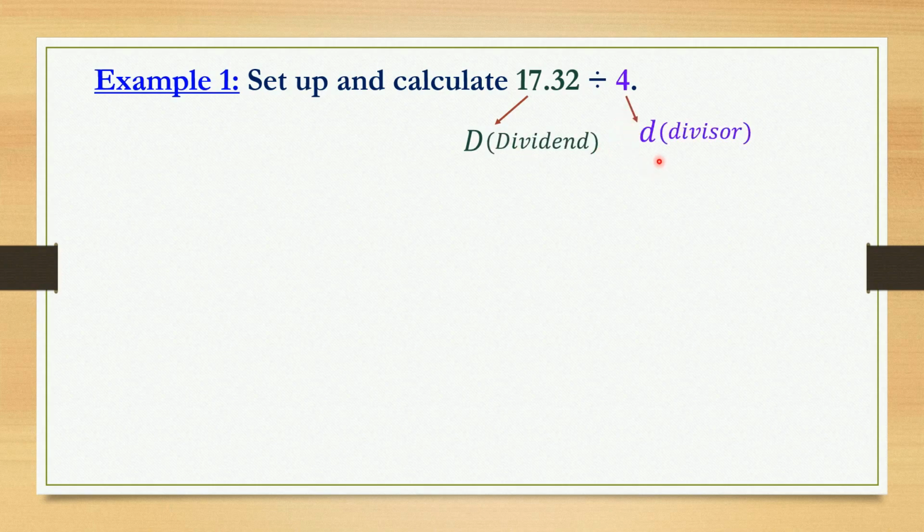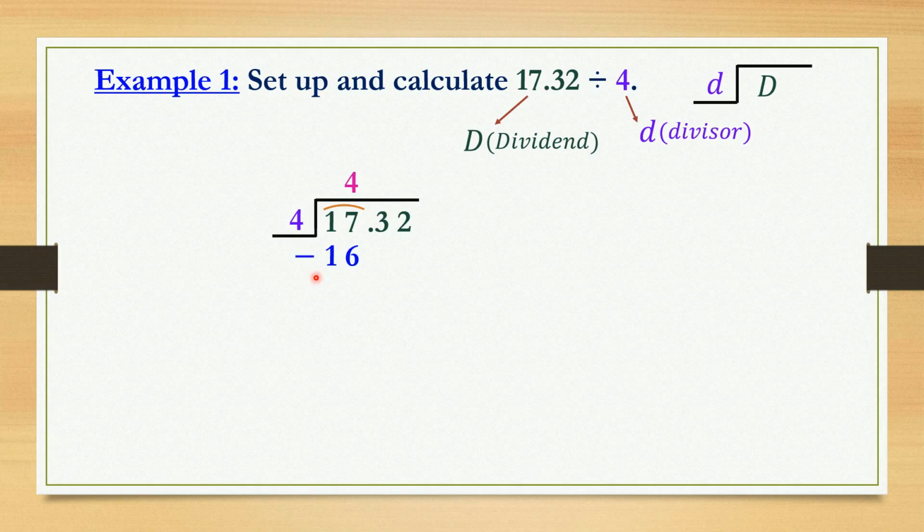And when you set up a division, you place the dividend to the right and the divisor to the left. So 17.32 is to the right and 4 is placed to the left. So let's start the division. We start first by taking 17. 17 is in the whole part. 17 is not a multiple of 4. We have 4 times 4 equals 16. So we write 4 in the quotient. And the remainder here, 7 minus 6, is equal to 1.